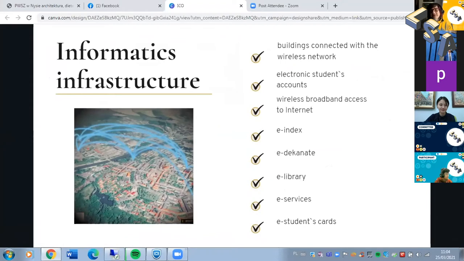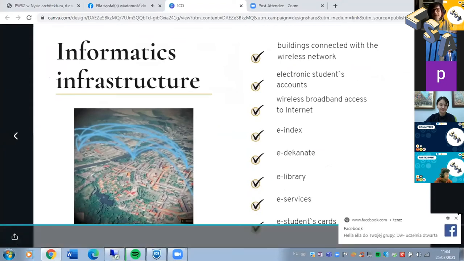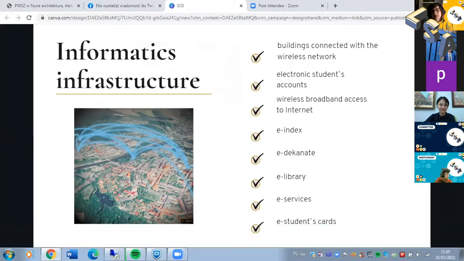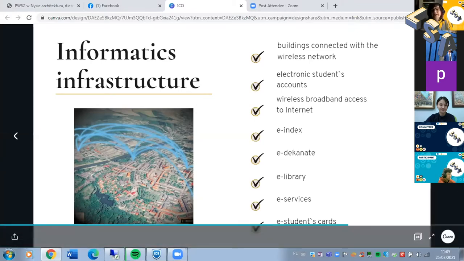The informatics infrastructure is quite developed, and we have everything that a modern university has nowadays. So we cannot imagine the university without electronic access to different services for the students. So we also have an index, dean's office, a library, services, student cards, and also we are connected with wireless broadband access to the internet throughout our buildings.